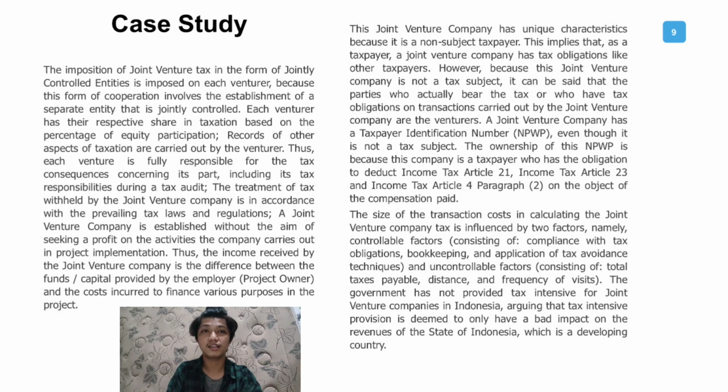A joint venture company has a taxpayer identification number, NPWP. Even though it is not a tax subject, the ownership of this NPWP is because this company is a taxpayer who has the obligation to deduct Income Tax Article 21, Income Tax Article 23, and Income Tax Article 4, Paragraph 2 on the object of the compensation paid.